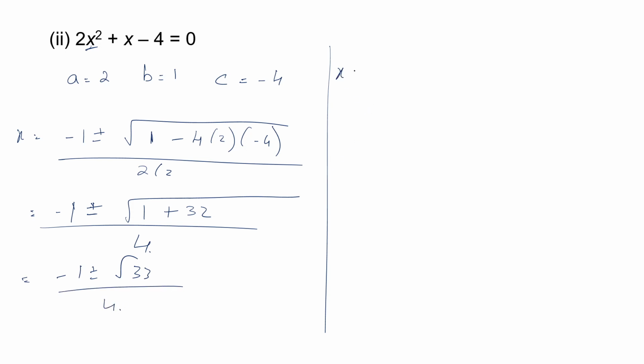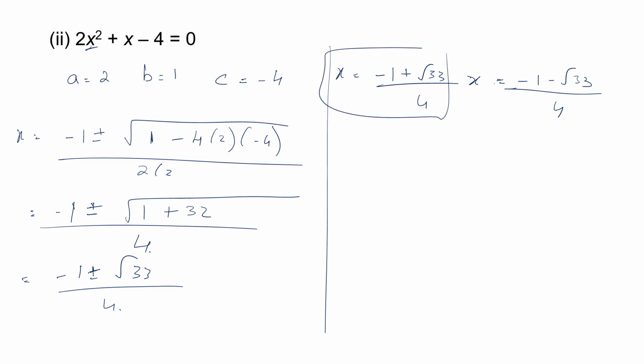So the values of x are, and x is equal to minus 1 minus root 33 by 4. See, here we are having plus or minus, so one time you will take plus and another time you will take minus. So these two are the values of x. Okay.